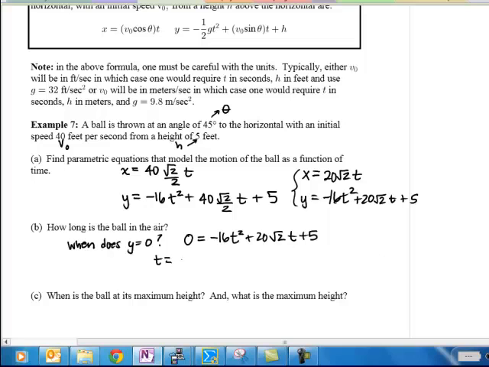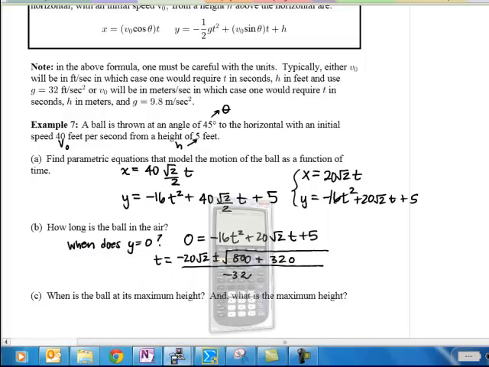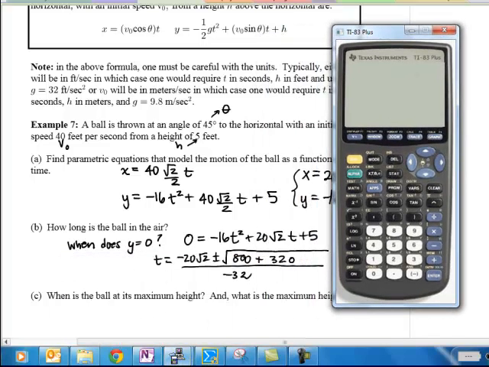So we'd have t equals negative b, or the opposite of b, plus or minus the square root of b squared, which would be 400 times 2, so 800, minus 4ac, which is going to be plus 20 times 16, so 320, all divided by negative 32. And then grab a calculator and get that value approximately.